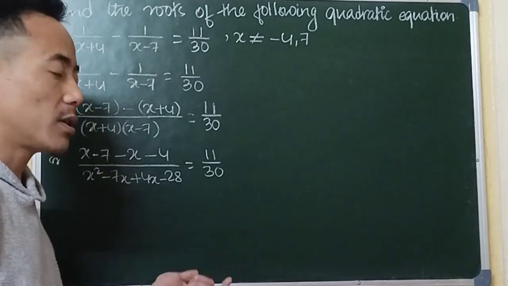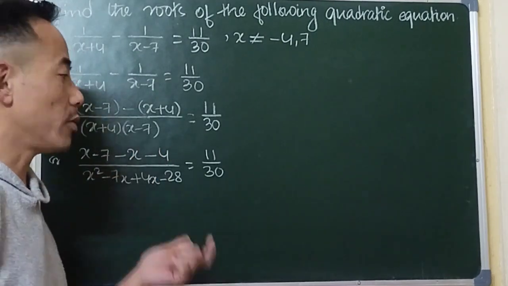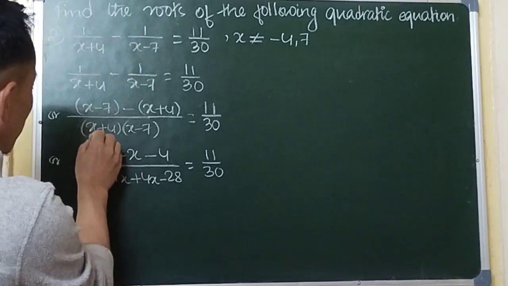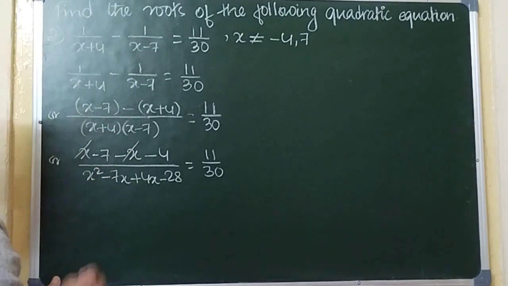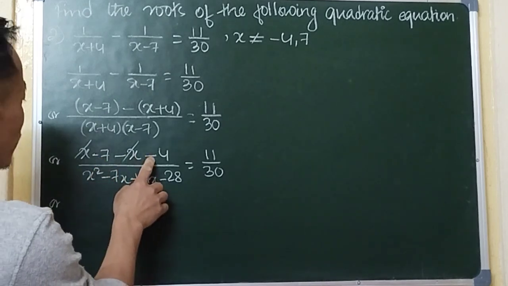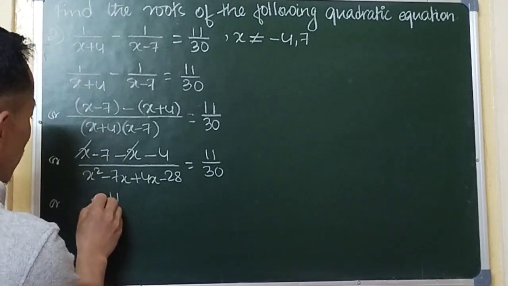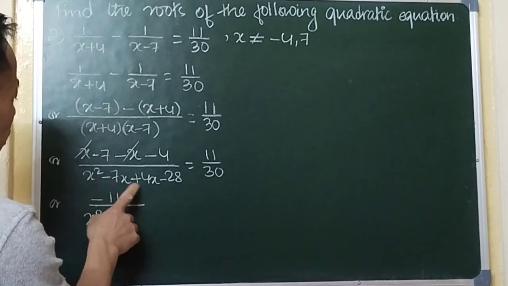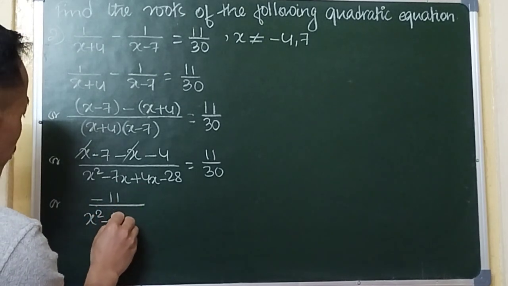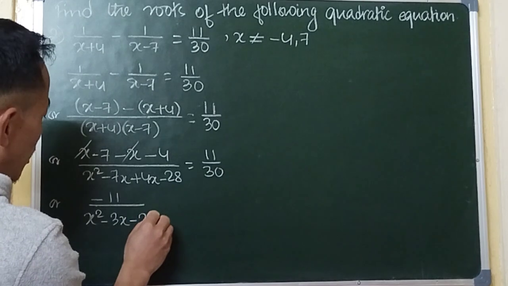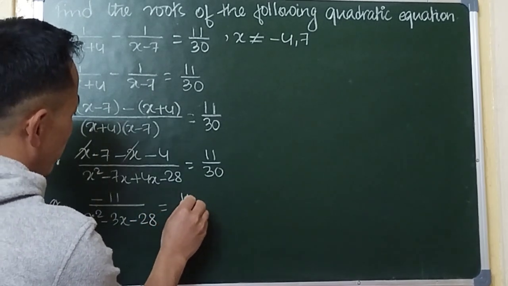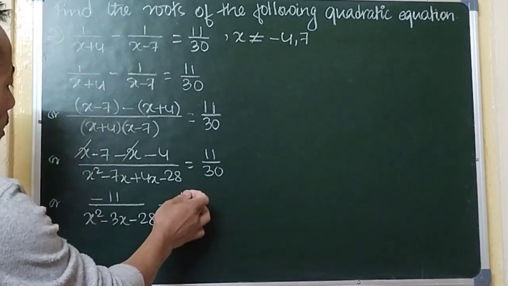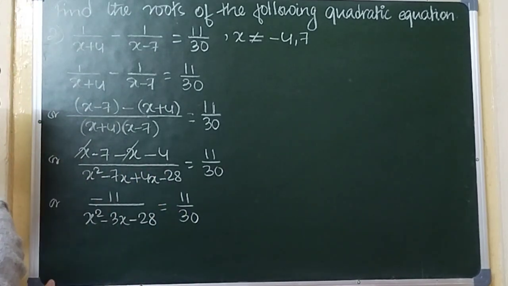Now whatever terms have to be cancelled out, you can cancel them and simplify the equation further. Here you can see in the numerator x and x get cancelled. So minus 7 minus 4 becomes minus 11, divided by, in the denominator we have x square, minus 7x plus 4x gives us minus 3x, and we have minus 28, equals 11 divided by 30. Now on the right hand side in the numerator we have 11, on the left hand side we have minus 11.